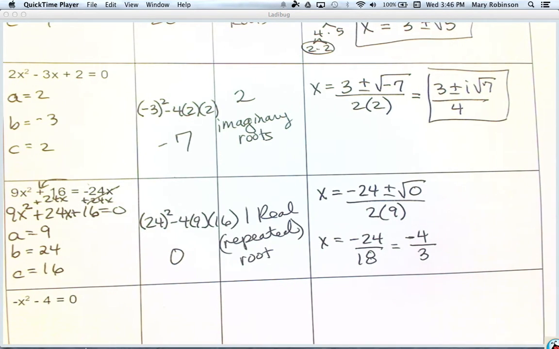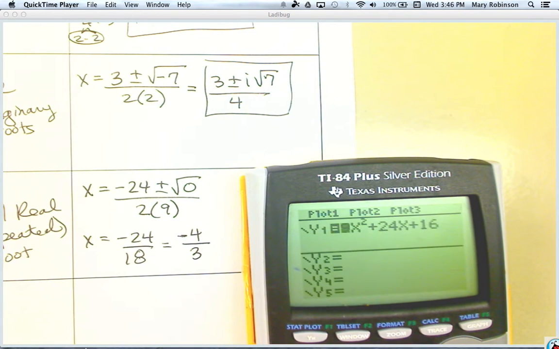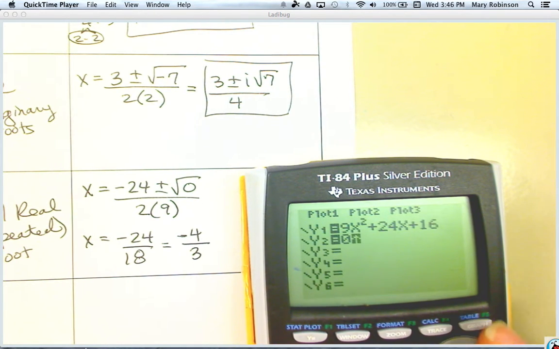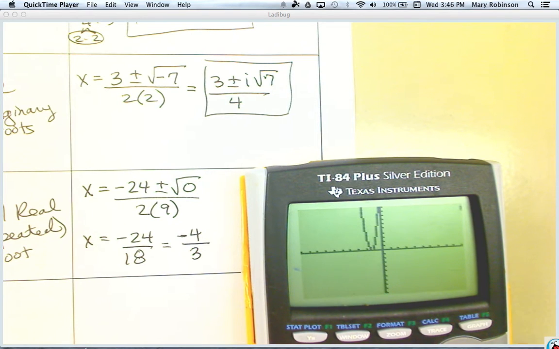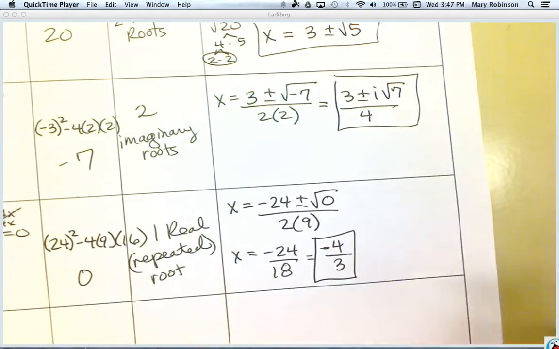Now that's negative 4/3, so if we wanted to verify that, we type in 0 here and hit second trace 5 for the intersection, enter, enter, enter. It should be negative 1 1/3 repeating. Okay? So we verified that it does have the one solution.